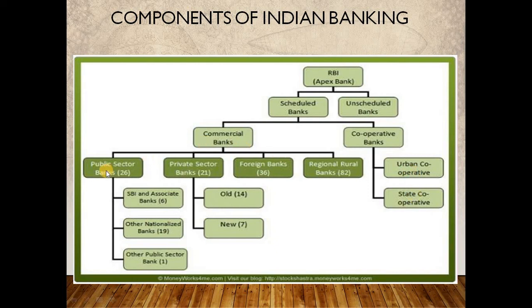The commercial banks are classified into public sector banks, private sector banks, foreign banks and regional rural banks. Private sector banks are further classified into old generation private sector banks and new generation private sector banks. Foreign banks are banks established outside India and permitted to operate in India. Regional rural banks are banks operating in rural areas for the development of rural areas. In private sector banks, more than 50% of shareholdings are held by private persons. Public sector banks are classified into SBI and associate banks, nationalized banks and other public sector banks.